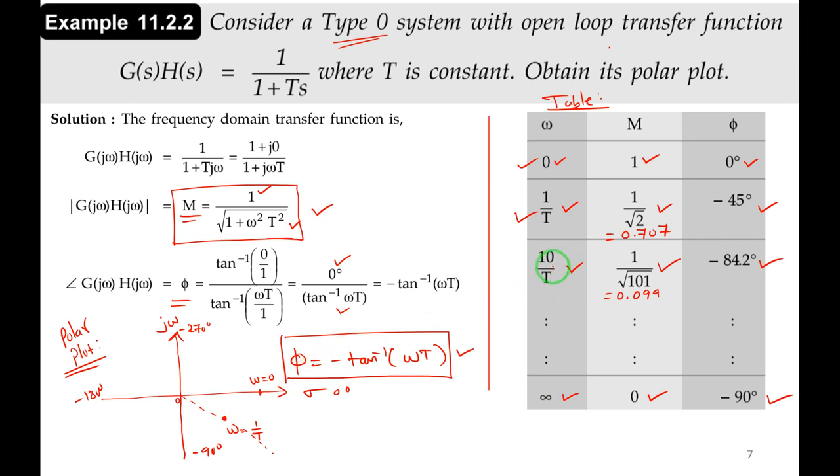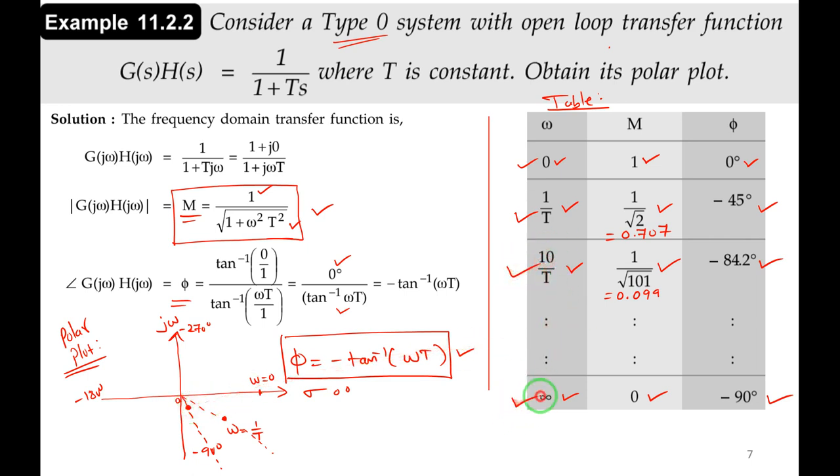Next, for omega equal to 10 by t, minus 84.2. Let me draw the line, minus 84.2. You measure the angle from here. So let me take minus 84.2, somewhere it is coming here, right? This is the angle, minus 84.2. You have to make use of a protractor, make this the origin and mark minus 84. And what is the magnitude? 0.09. Let me round it to 0.1, right? So 0.1 means the point will come here somewhere. Is it fine? Then this is also over.